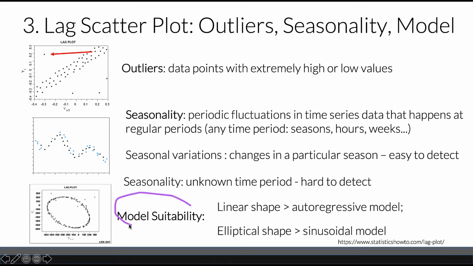How do we determine what model is the best fit for our data? Actually, the shape of the lag plot can provide us clues about the underlying structure. So if we have a linear shape, the plot would suggest that we have an autoregressive model. So that would be probably our best choice. An elliptical plot would suggest that the data comes from perhaps a sinusoidal model.